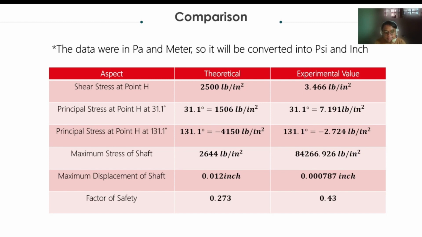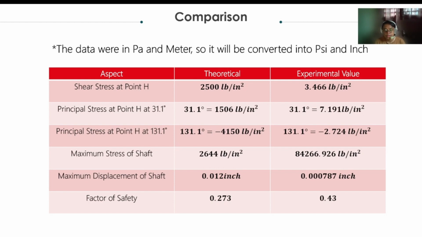Next is the maximum stress of the shaft, where overall of the shaft you can see that the theoretical value is 2644 pounds per inch squared. Meanwhile, for the experimental value is 84266.926 pounds per inch squared. Also show a huge difference of the stress value. Meanwhile, for the factor of safety, there are not too much of difference, where 0.273. Meanwhile, for the experimental value is 0.43.